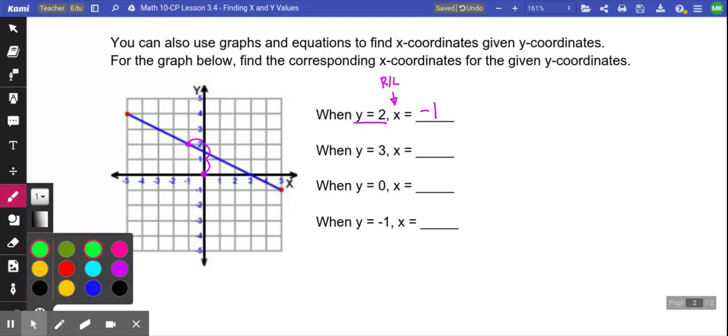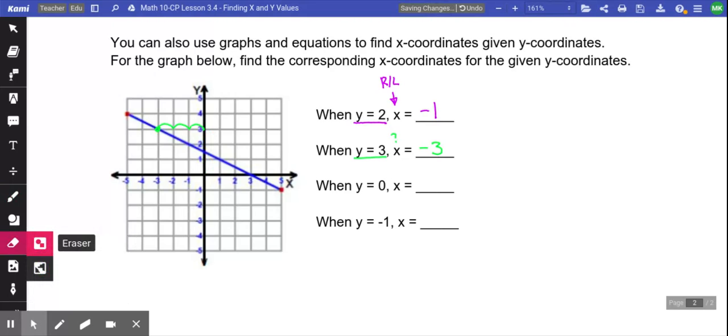And I can do it again with the next one. It says, okay, what about when y equals 3? So if you start in the middle and you went 3 up, 1, 2, 3. Now the question is, how many left or right do you have to go to hit the line? Because you're looking for x, and x is left or right. In this case, I'd have to go 1, 2, 3 to the left. That's -3, and I would be on my line.